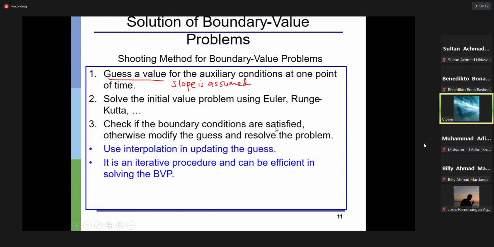If the result on the right side is satisfied, good. If it's not satisfied, we have to change the value of the slope. If it's too large, we reduce the slope. If it's too low, we increase the slope, until the last point satisfies the second boundary condition. So this is an iterative procedure. To make it faster, we can use interpolation in updating the slope or the guess.